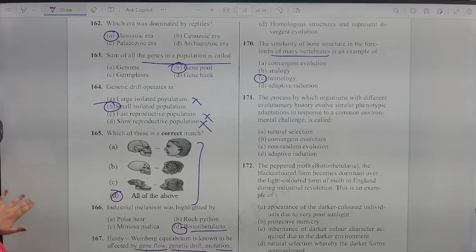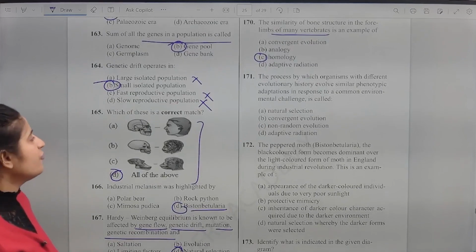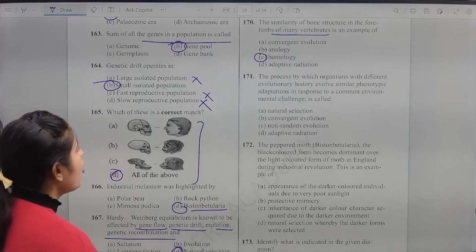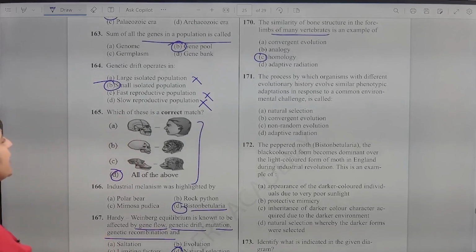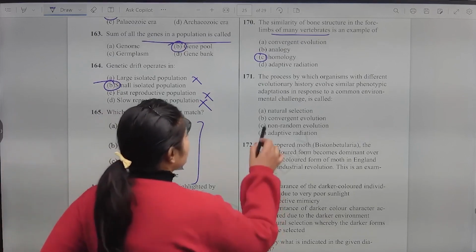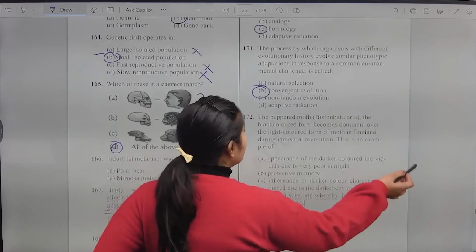Next is, the process by which organisms with different evolutionary histories evolve similar phenotypic adaptations in response to environmental changes is called. It is very simple. It is convergent evolution, in which they show adaptive radiation.